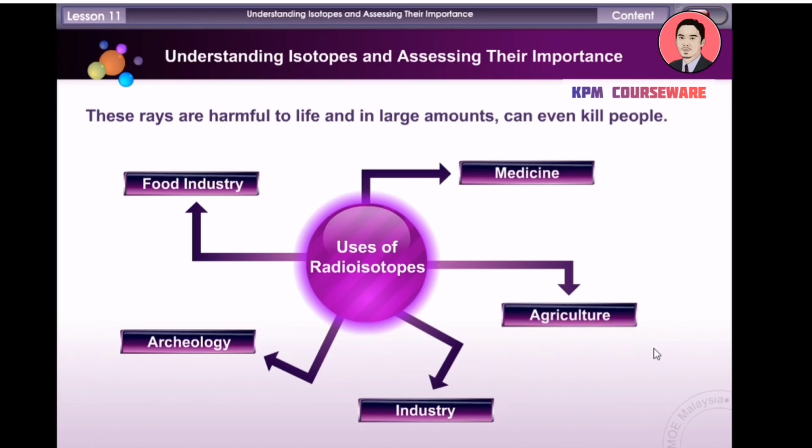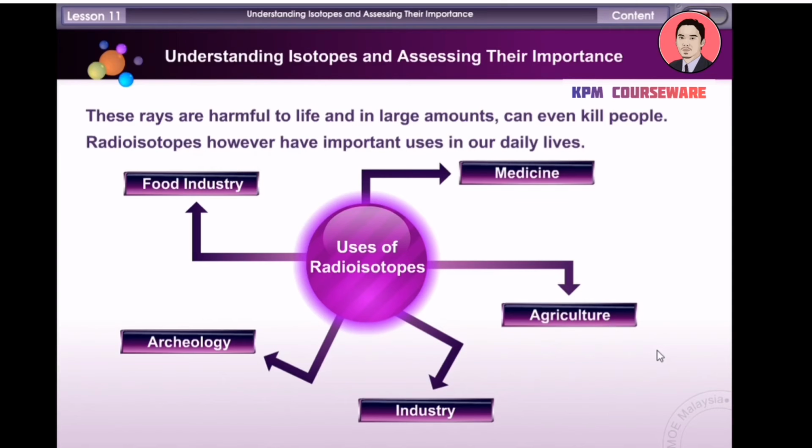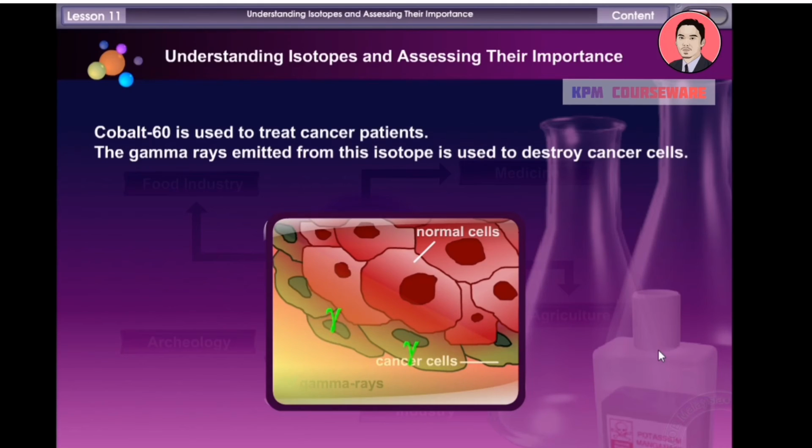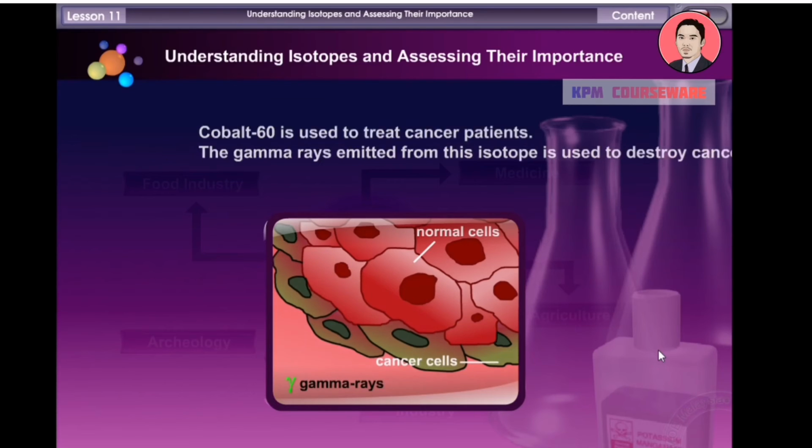These rays are harmful to life and in large amounts can even kill people. Radioisotopes, however, have important uses in our daily lives. Cobalt-60 is used to treat cancer patients. The gamma rays emitted from this isotope is used to destroy cancer cells.